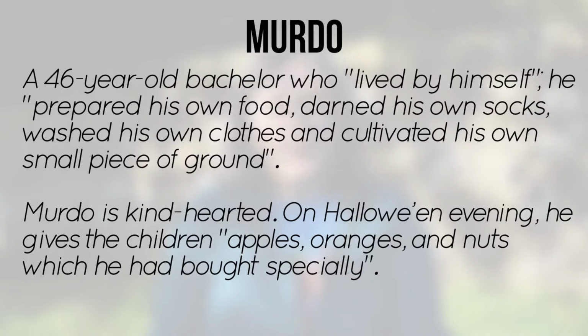Early on, we form the impression that Murdo is kind-hearted, as we're told that on Halloween evening he gives the children who come to sing at his door apples, oranges and nuts, which we're told he had bought specially in anticipation of his young visitors. His kindness to children is mirrored by Mary's, as we learn that it is she who has made the masks the children wear, thus linking the two characters early in the tale and foreshadowing their potential relationship by the end of it.